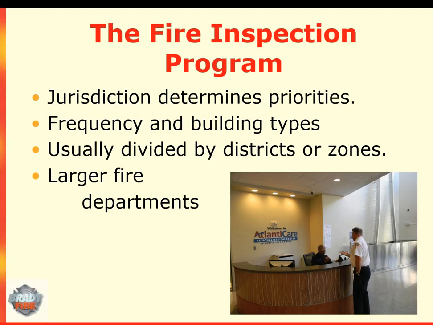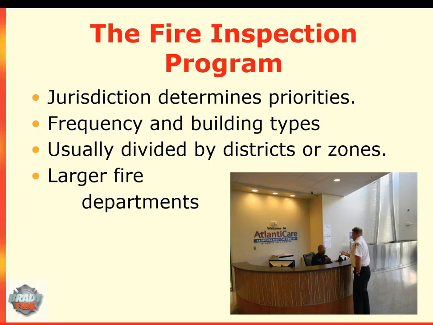Each jurisdiction may determine inspection priorities, usually according to a risk assessment system. Frequency and building types are established by codes in the jurisdictions. Inspections are usually divided by districts or zones. Larger fire departments may establish both inspection districts and specialty inspection areas. Specialty inspection areas may include high-rises, hospitals, schools, warehouses, industrial complexes, and public assemblies.